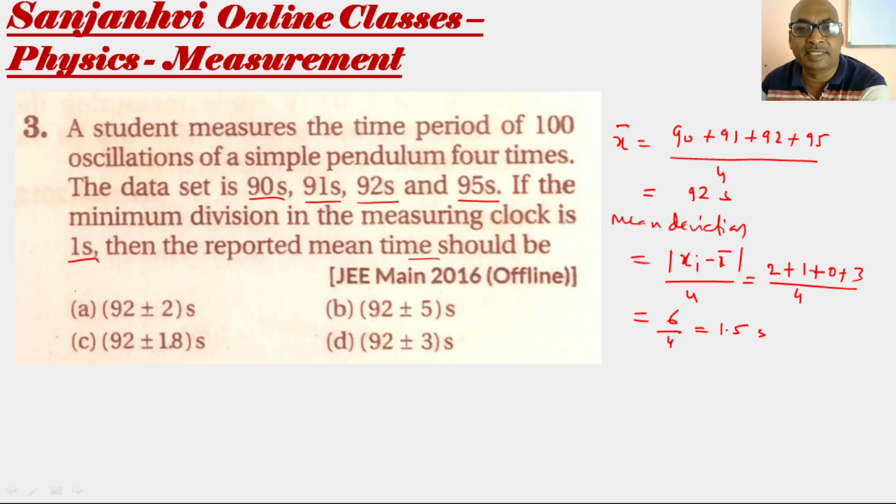But it is already given that the minimum division is 1 second, so we will not be able to calculate 0.5. So the next number is 2 seconds. So we can write the mean time as 92 plus minus 2 seconds. So the first option is the correct answer.